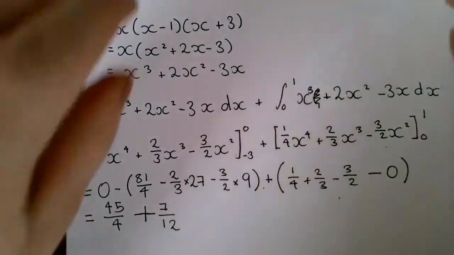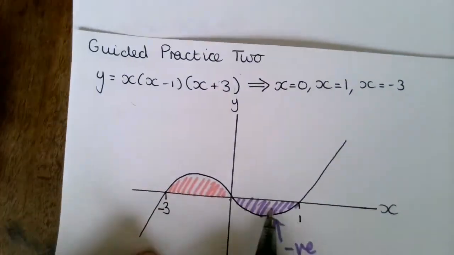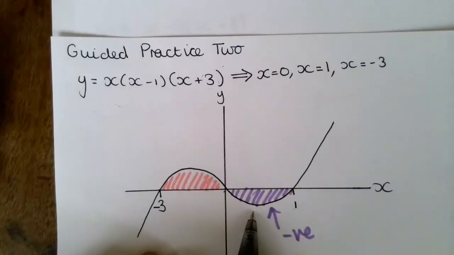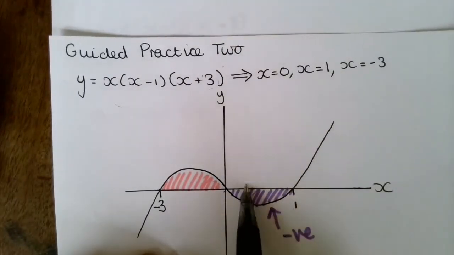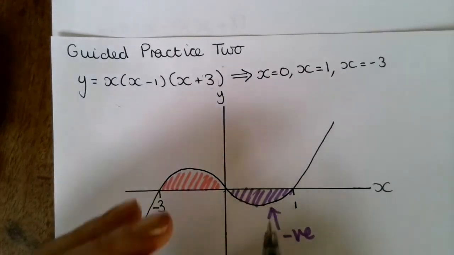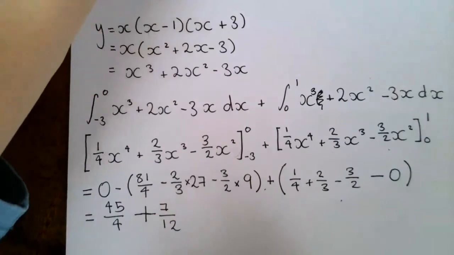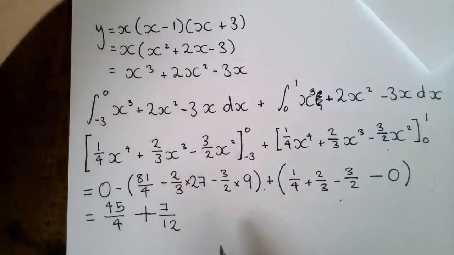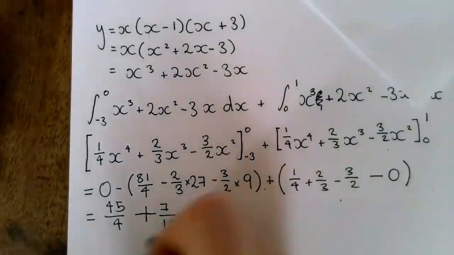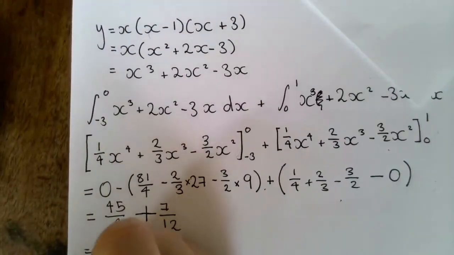So like I said, we've got a negative value for this area here because it's underneath the x-axis. So all we do is take the positive version of that, because we know that areas are never negative. So we're doing 45/4 plus 7/12, which is 71/4.